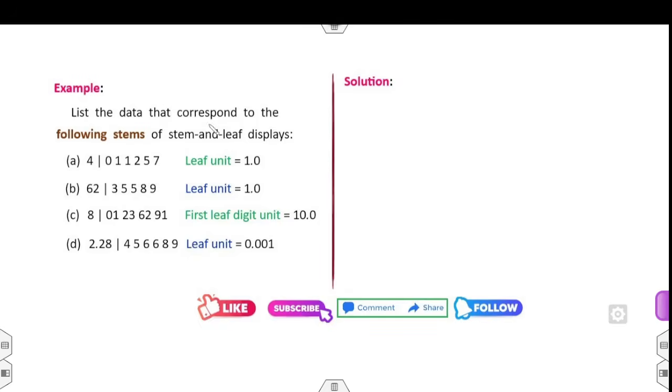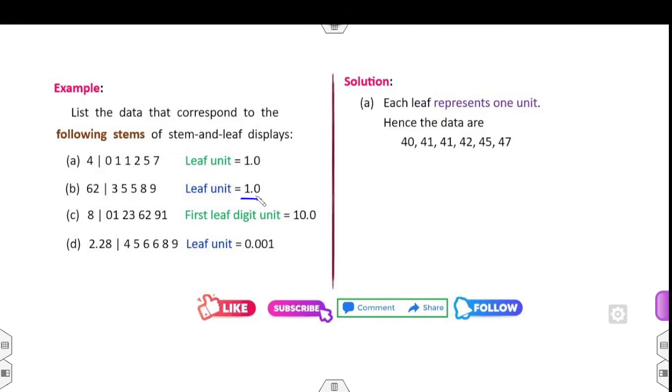List the data that corresponds to the following stems display. Your target is to write the data. It's very simple. Now you have to reverse it: the table is given, and the leaf has only one unit. So the first data is 40. Next number is 41. Third number is again 41. Next is 42, 45 and 47 is the right answer.